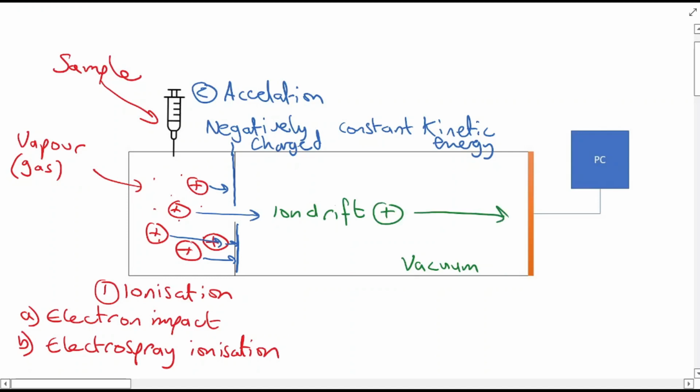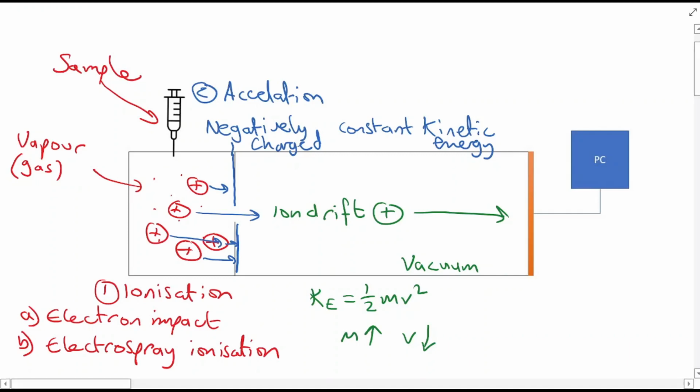Now, this allows us to separate out the ions, because if we remember our kinetic energy equation, KE equals half mv squared, and we realize that the kinetic energy for each thing is constant, then essentially what it's going to tell us is that as the mass goes up, the velocity is going to go down. Now, we won't get into the inverse square relationship right now. We just need to know that heavier ions will travel slower through this drift.